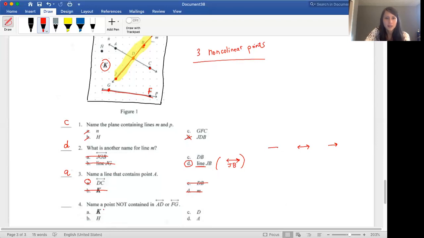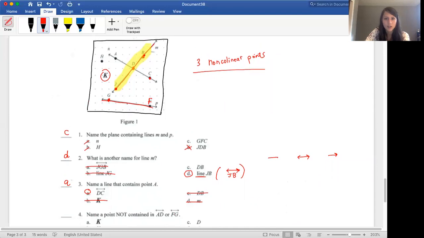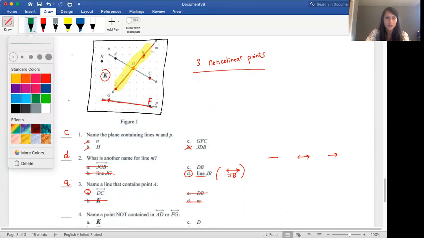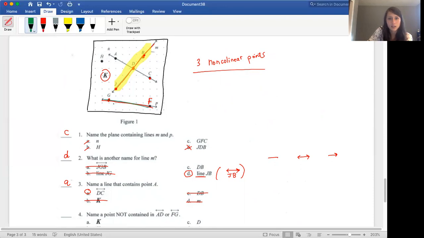All right, name a point not contained on AD or FG. So FG is right here, and then AD is right here. So any points that are not on those two lines, I'm gonna use green here. So we've got FG right here and AD right here. So basically any points not on those two lines would be H, J, or B.